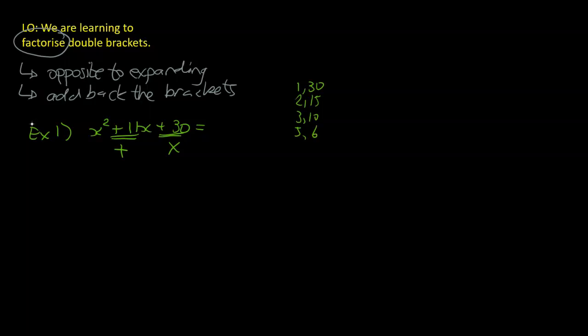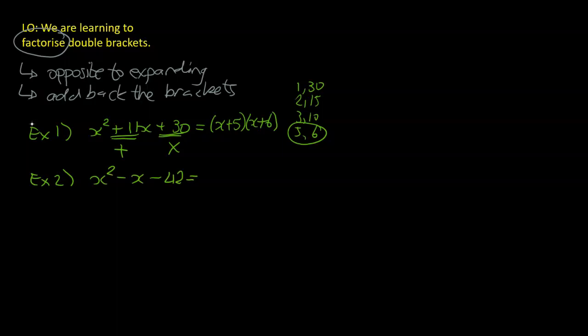We then figure out, well, of this list, which of them are going to get us to 11? And that's going to be 5 and 6, which means our bracket would be x plus 5 and then x plus 6. Let's have a look at another one. We'll try and include some negative numbers because they're normally the harder ones. So we've got x squared minus x minus 42.